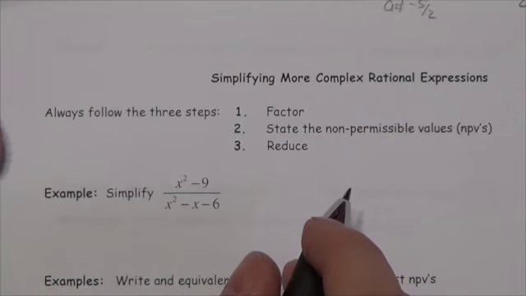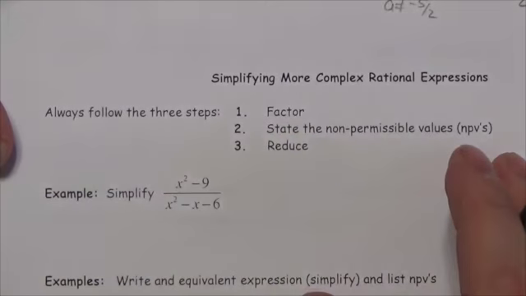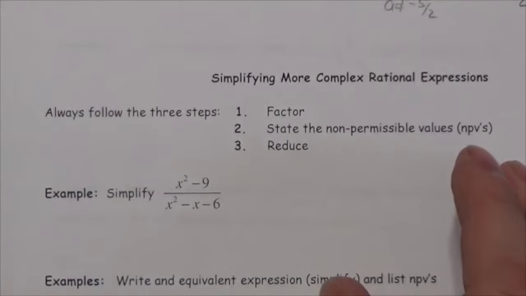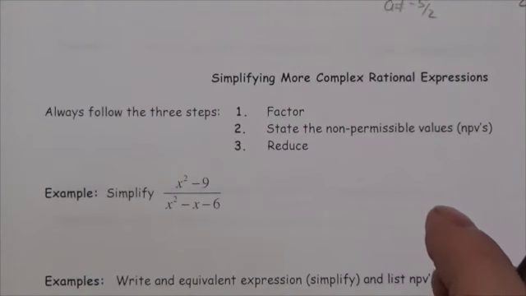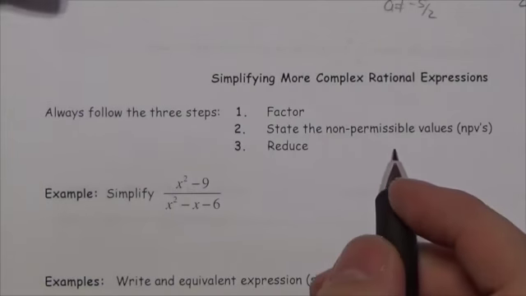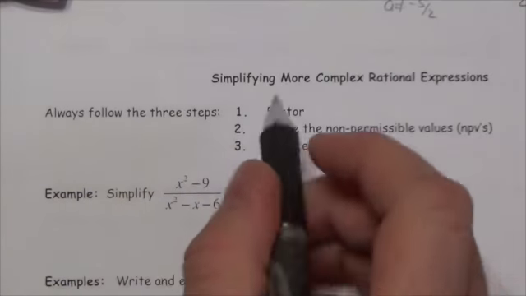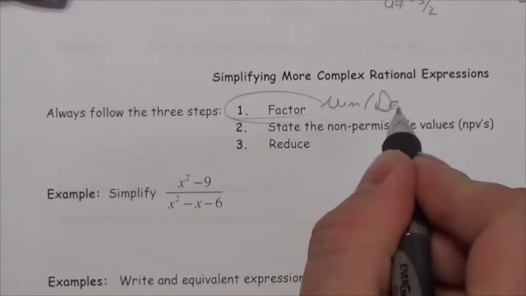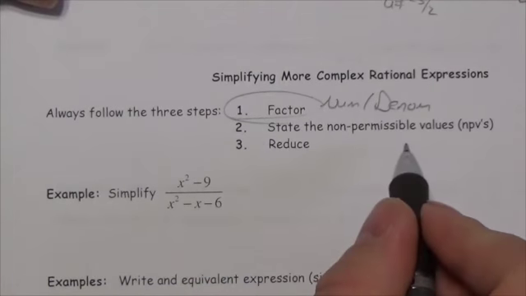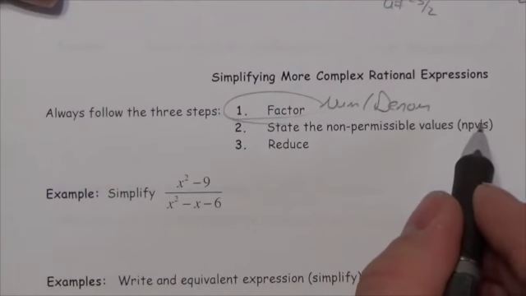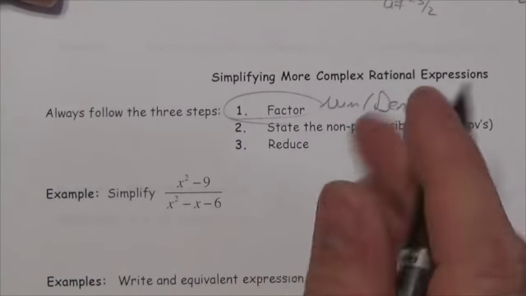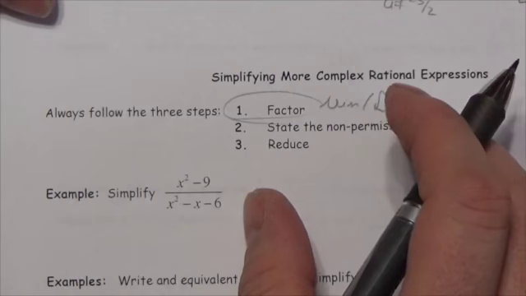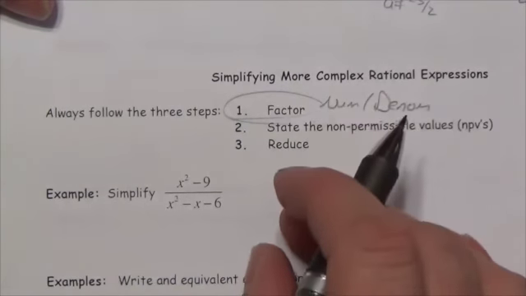All right, now let's talk about the process of simplifying these complex rational expressions here. Now, we've already kind of seen this. This is now just kind of formalizing the procedure that we've been establishing here. So what we're going to do here is, first of all, we're going to factor the numerator and denominator. We're going to state the non-permissible values. And then we're going to reduce. We're going to find those ones where the factor in the numerator divided by the factor in the denominator.